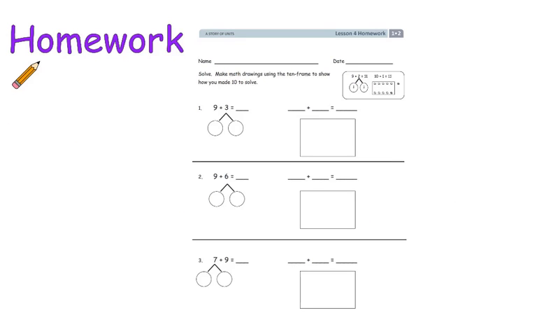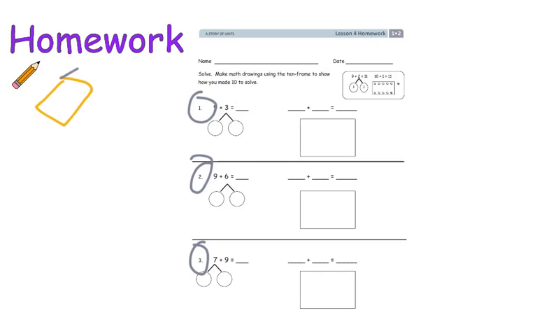All right, and the last thing I want you to do is a couple of the homework problems. I want you to do numbers 1, 2, and 3, okay? And the directions are the same. It says solve, make a math drawing using the 10 frame to show how you made 10. So again, I'll write the steps for you on the side so you can follow them.